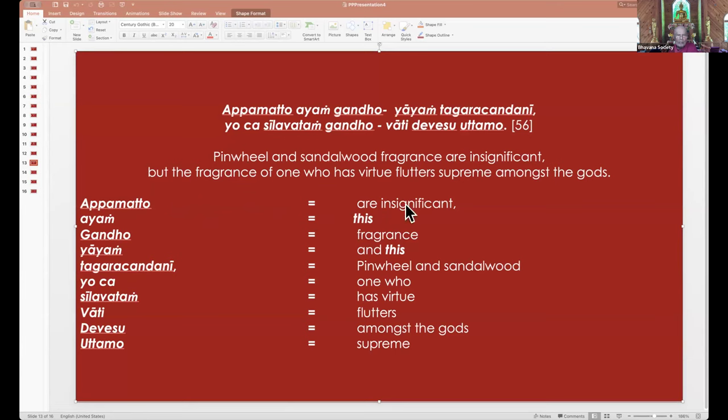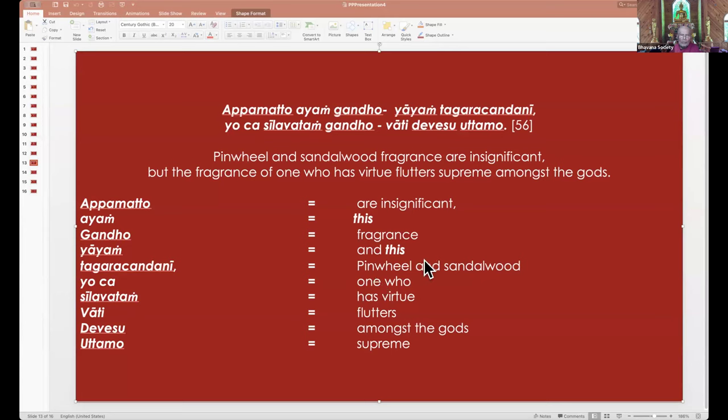But in a sentence, we have to use the verb: I am. This gandho, fragrance. Yayam, and this tagara, chandani, pinwheel and sandalwood.